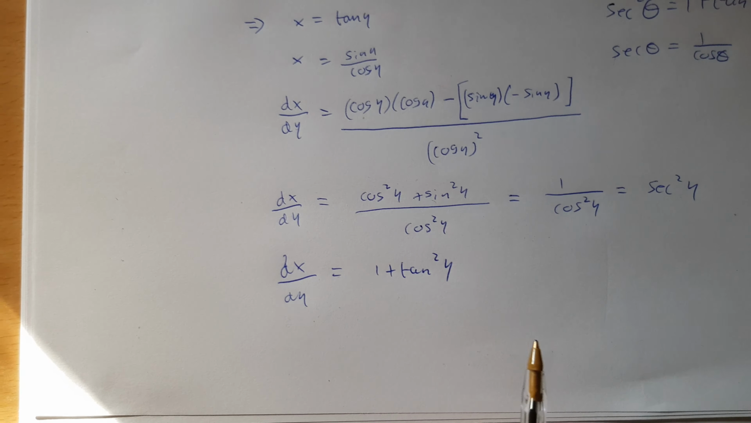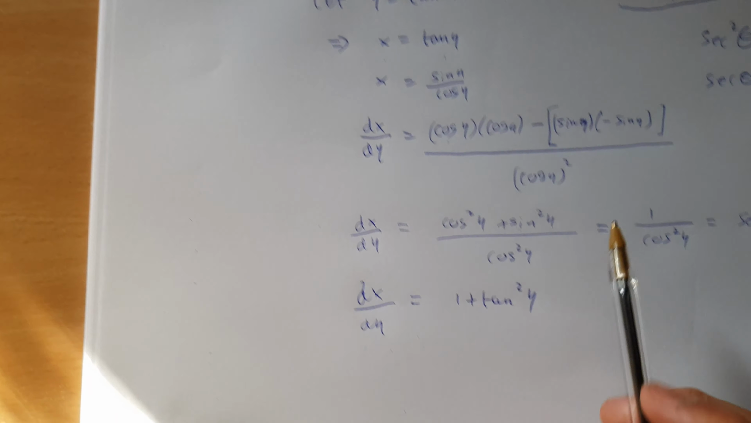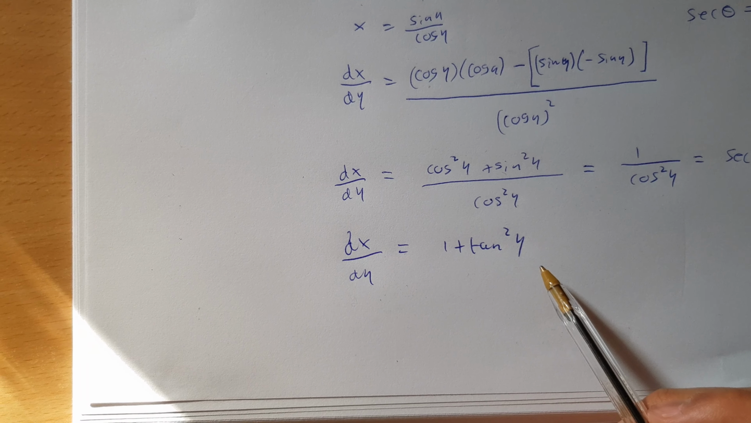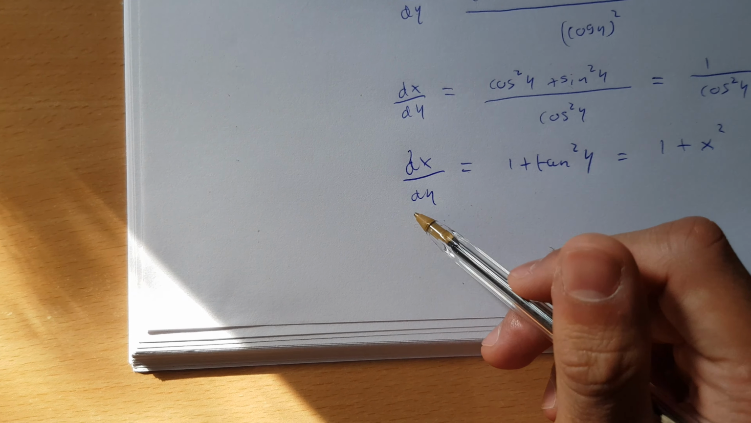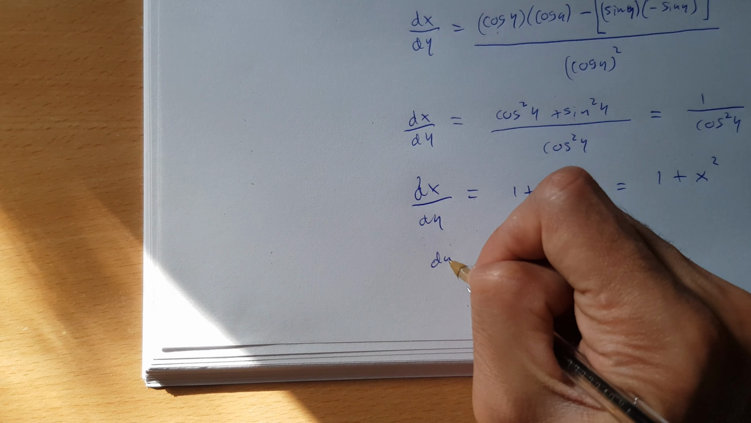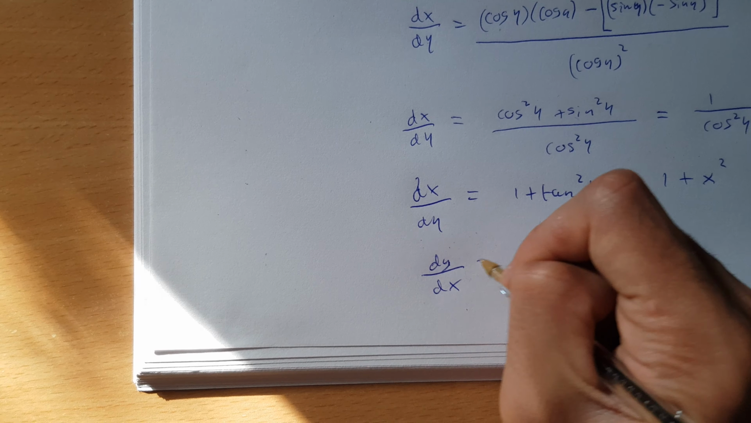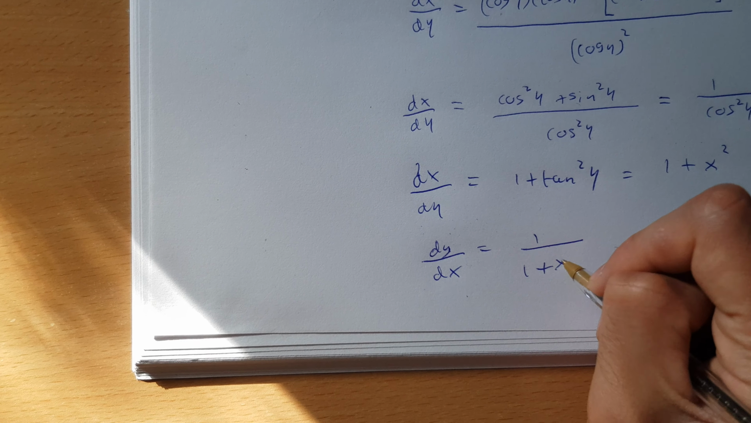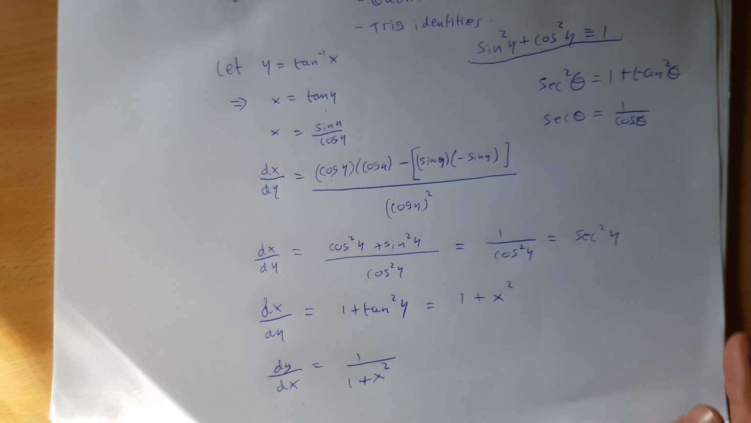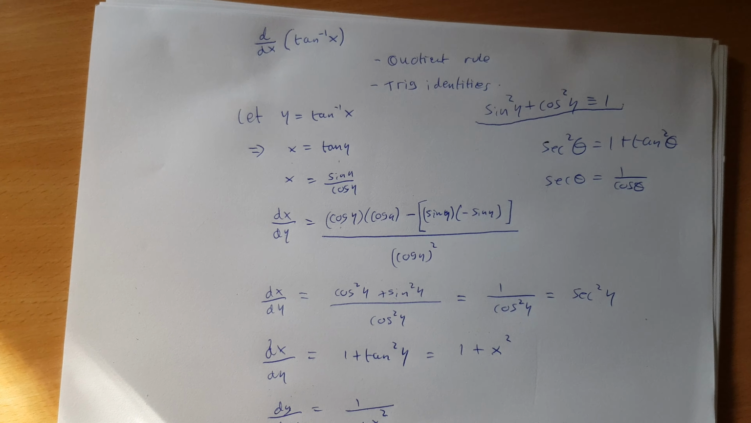Now remember how earlier on we said that x is equal to tan y, right? Well, if x is equal to tan y, then tan squared y is going to be x squared. So that is going to be 1 plus x squared. Now, notice how that's dx dy. All we've got to do now is flip it over: dy dx will be 1 over 1 plus x squared. And that's everything in full for you.